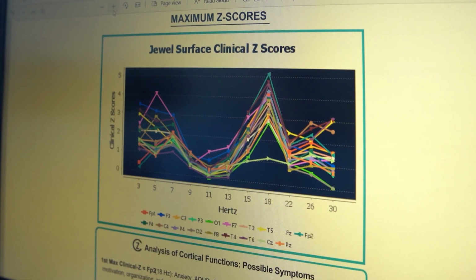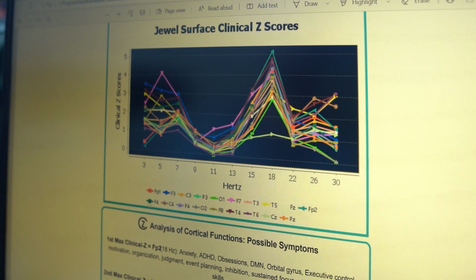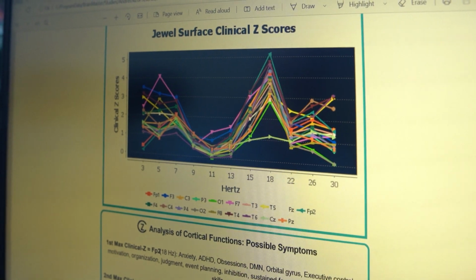Now, if we evaluate what are called Z-scores, this is basically showing which areas of the brain and which frequencies were most statistically abnormal.